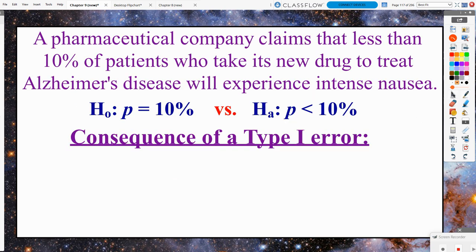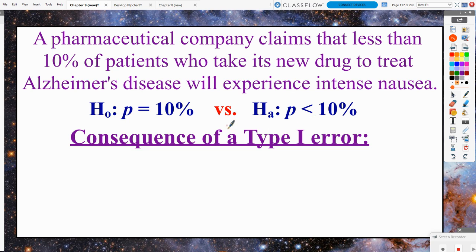All right, a pharmaceutical company claims that less than 10% of patients who take its new drug to treat Alzheimer's disease will experience intense nausea. So the null hypothesis is we're going to go with that we're at a 10% level here. What the company wants to claim is true is really that it's less than 10%. So again, we're going to start with 10%, and then we're going to want to prove that it's really less than 10%.